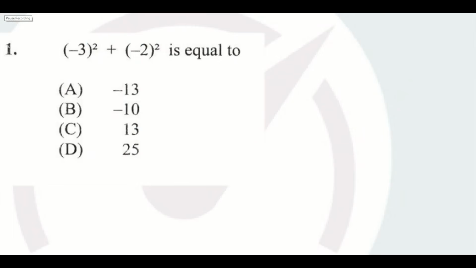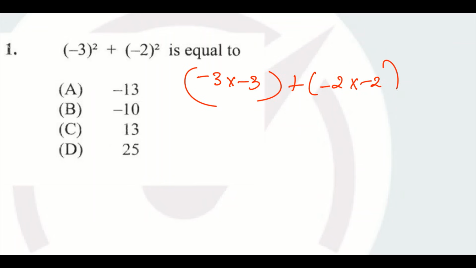Alright, so question 1 says negative 3 squared plus negative 2 squared. That's negative 3 multiplied by negative 3 plus negative 2 times negative 2. So negative 3 times negative 3 gives us positive 9, and negative 2 times negative 2 gives us positive 4. 9 and 4 is 13, so we get positive 13, so our answer is C.